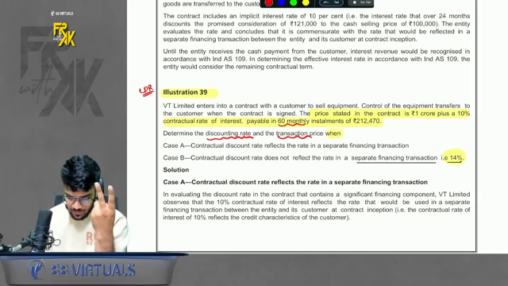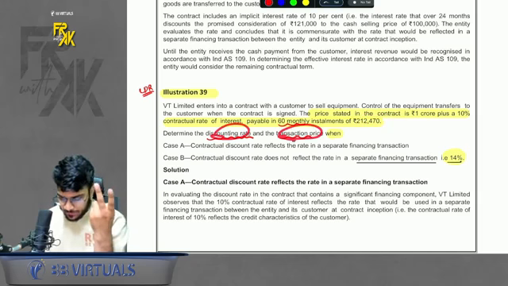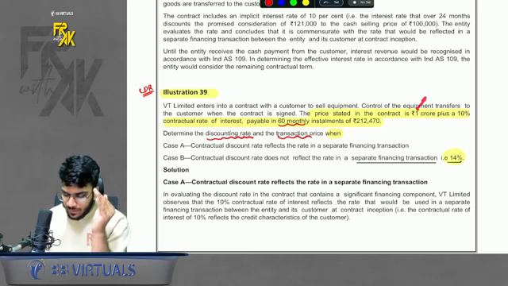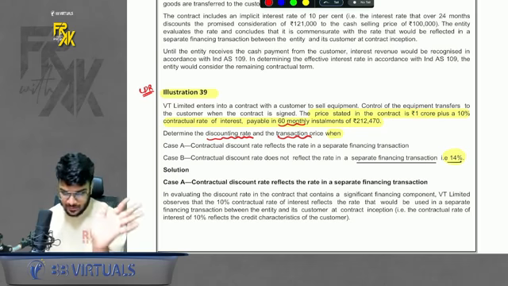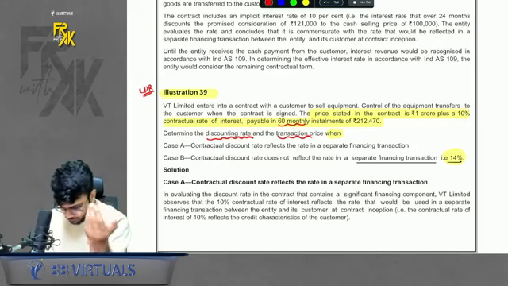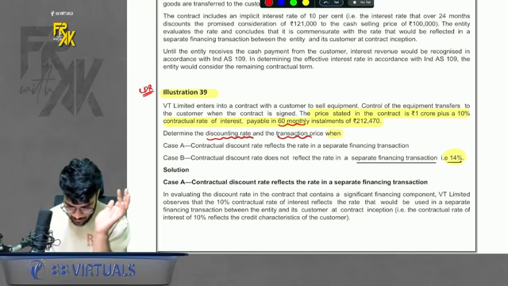So they have asked two things. What is the discounting rate and what is the TP? TP is going to be 1 CR. Why? If the customer had paid on day one only, it would have paid only 1 CR. So yeah, this is the transaction price, 1 CR. Okay. What is the discounting rate? 10%. Simple. Now there are two cases.